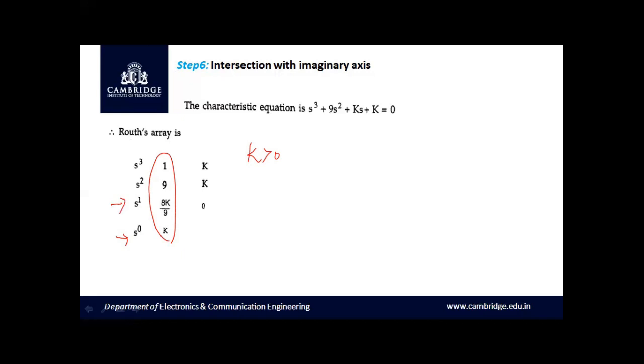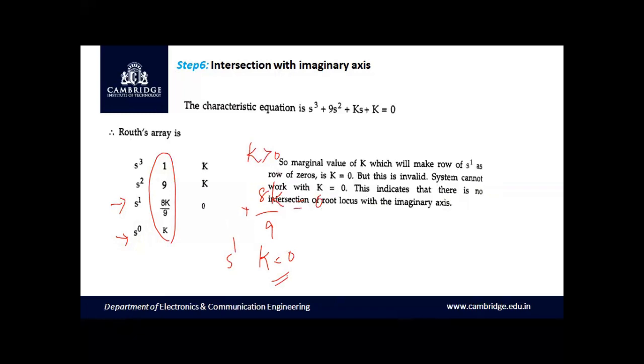Now if you look into the s to the power 1 row, 8k divided by 9 will be equal to 0. Therefore, k will be equal to 0 if you equate the s to the power 1 row. So the marginal value of k, which makes the row of s to the power 1 a row of 0, is k equal to 0. But a system cannot work with k equal to 0, which clearly indicates that there is no intersection of roots on the imaginary axis. And this is how you have to find the value of k.